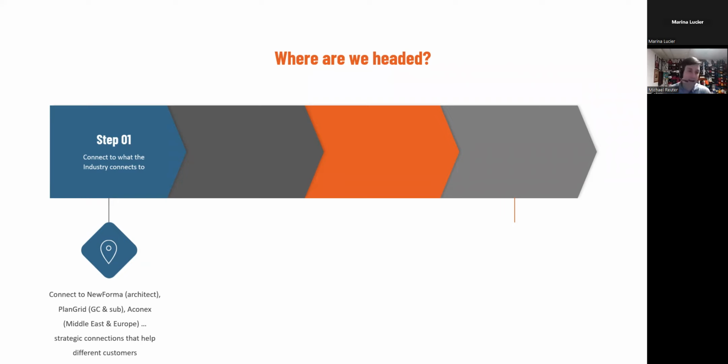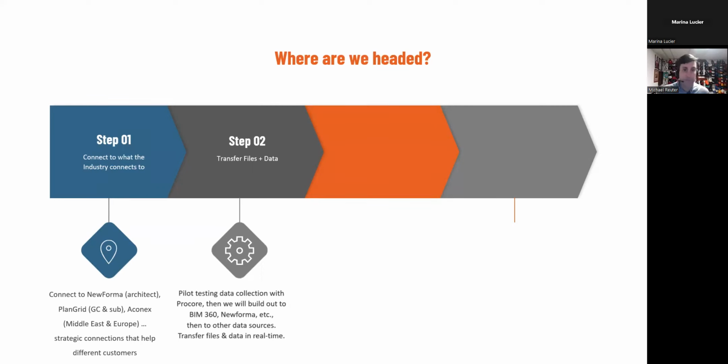We're going to connect to AConnex eventually, which are strategic connections that are going to help out different types of customers, so that not just the general contractor or the specialty contractor use 360 Sync, but the whole ecosystem. So if everybody needs to get involved, then they'll be able to. So step 2, which is right where we're at right now.